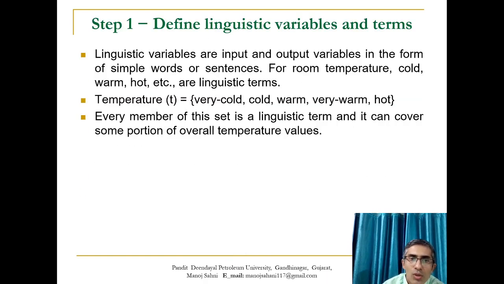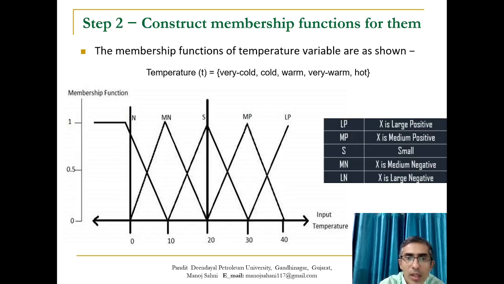So what I said, it's a 5-level system. We define the temperature in the form of very cold, cold, warm, very warm, and hot. That is the 5-level fuzzifier. This can be written in the form of the input temperature, as you can see: LP is hot, MP is very warm, S is warm, MN is cold, and N is very cold.